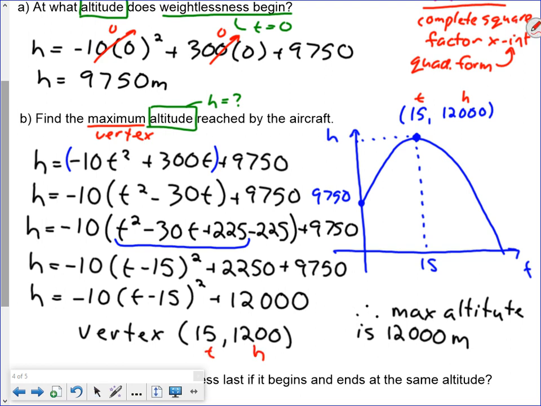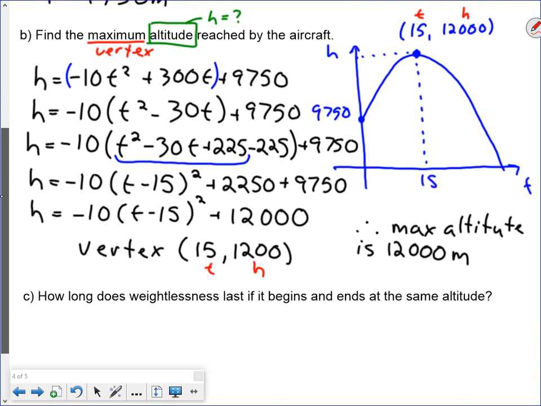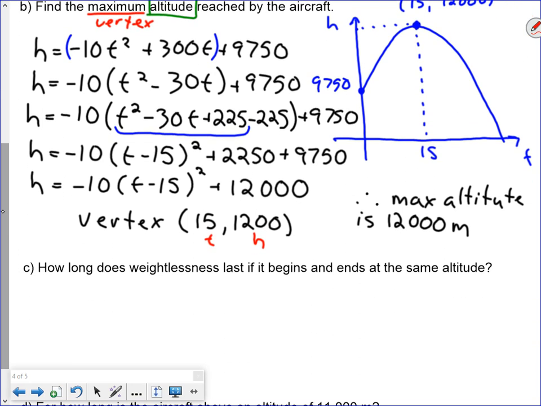H and T. All right, let's look at part C here. How long does weightlessness last if it begins and ends at the same altitude? Sometimes they ask us questions like this that we can actually answer without doing a lot of math, just by looking at the graph that we've constructed here. So we know that weightlessness begins at this point right here. It ends at the same altitude, so it's going to end over here, where our parabola comes back to that altitude of 9,750 again.